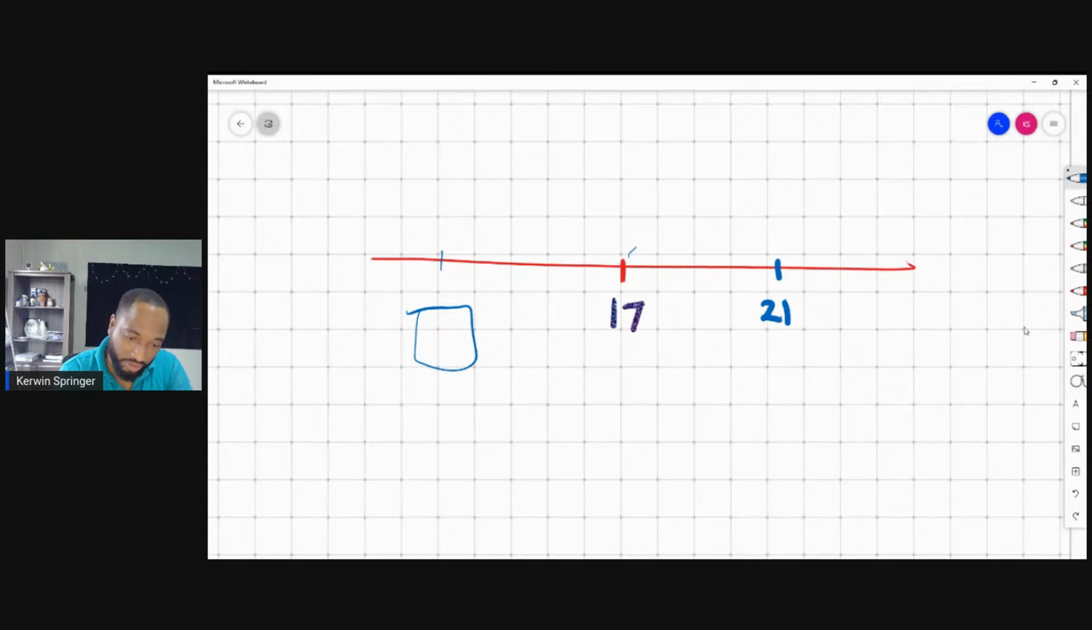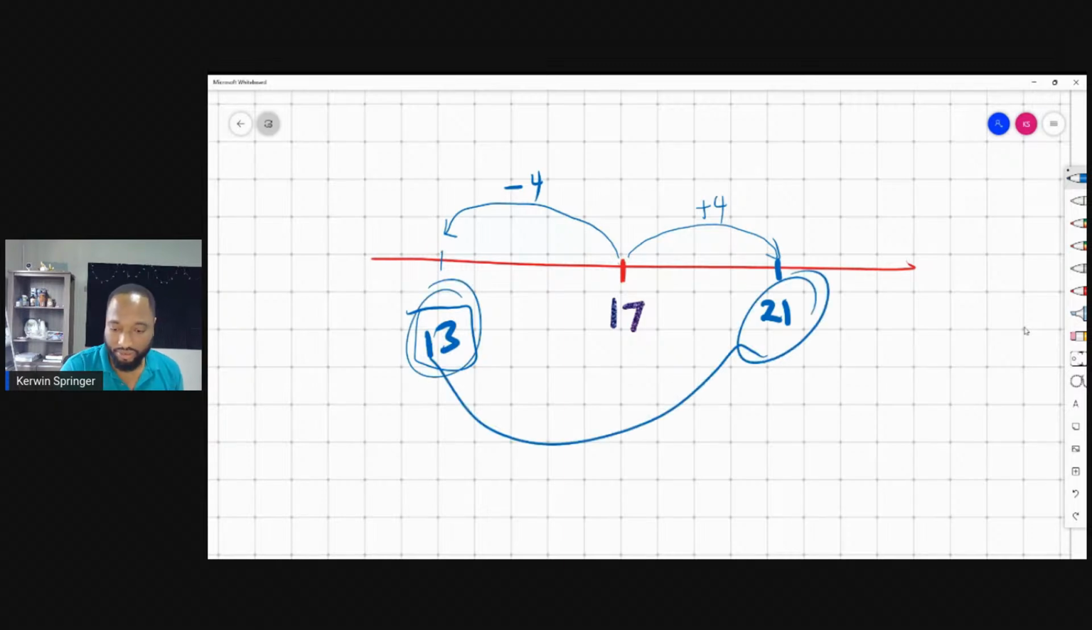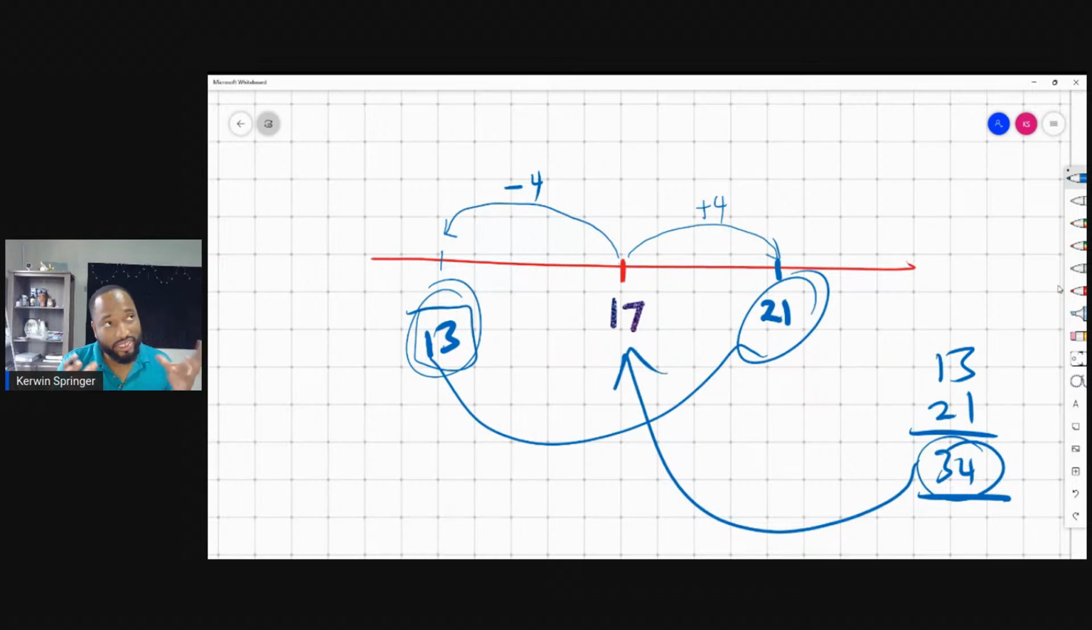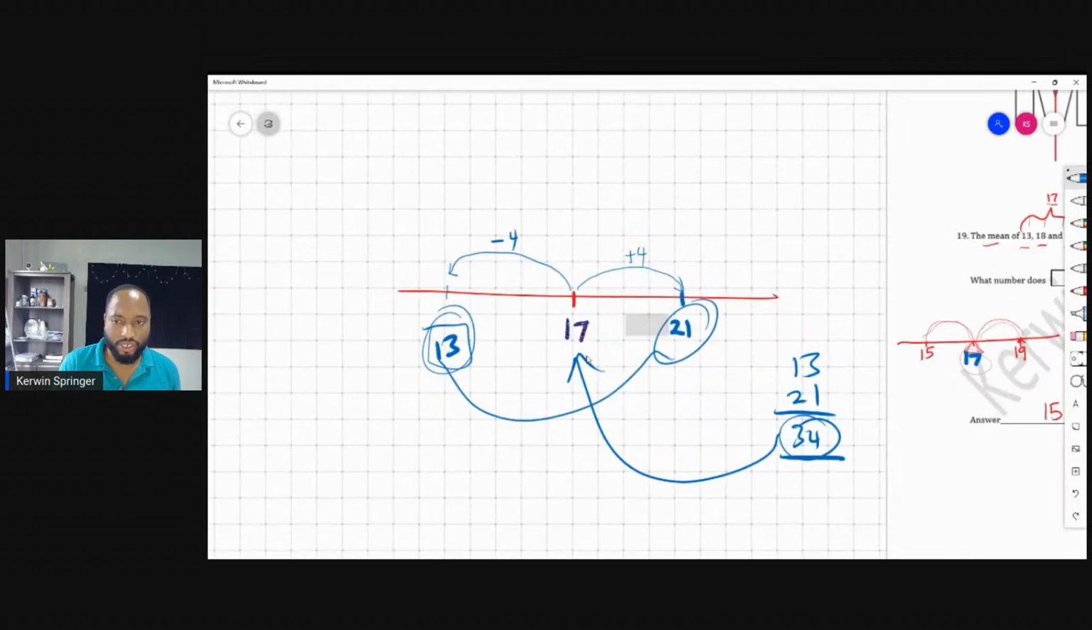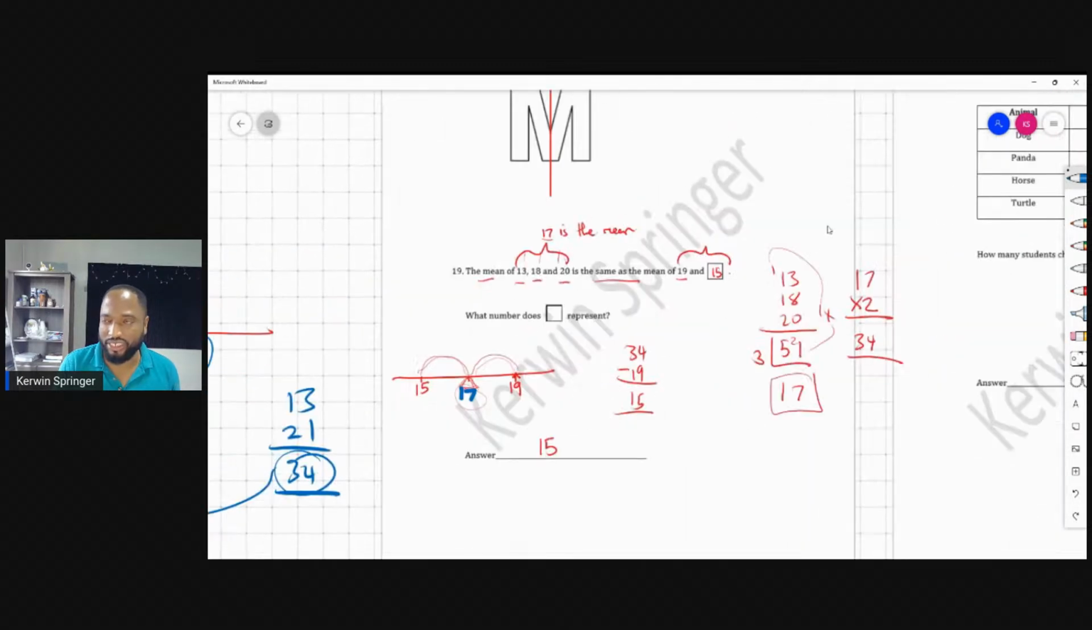Well, the distance from 21 to 17 is 4. So I need to go 4 down, subtract 4 to balance it, and that would be my other number. My other number is 13. Think about it: if I add 13 and 21 together, I get 34, and when I divide this by 2, I get back my mean. Remember, the mean is the sum of the numbers divided by the count. This comes in handy when you're thinking about mean. You can think of it as the middle of all the numbers.